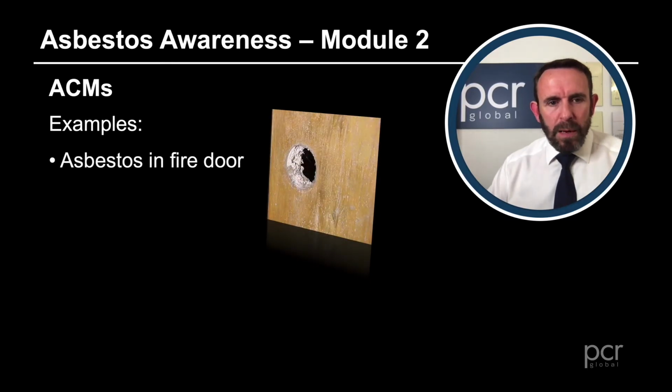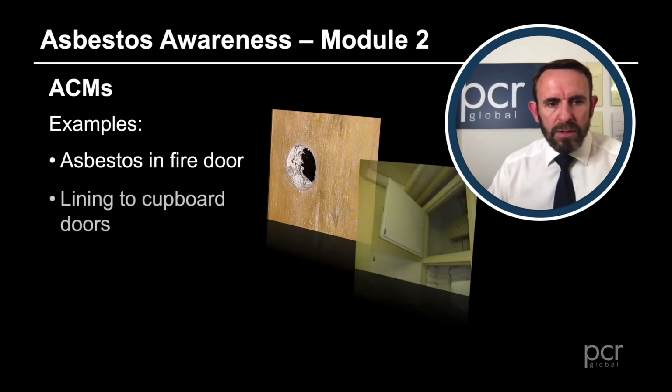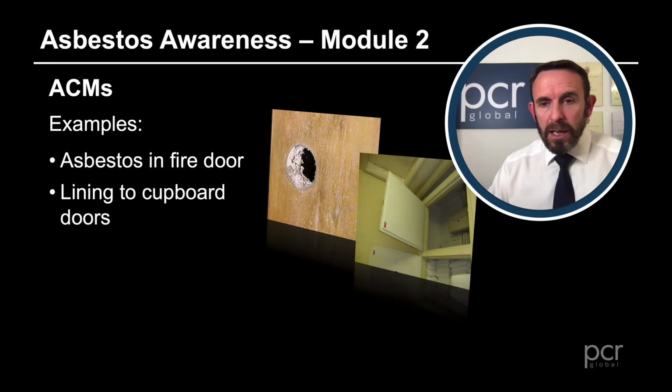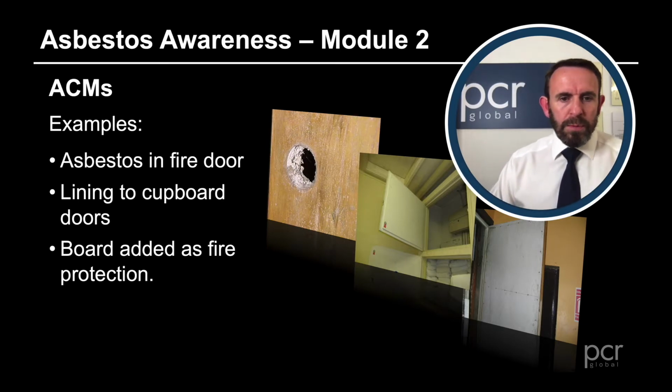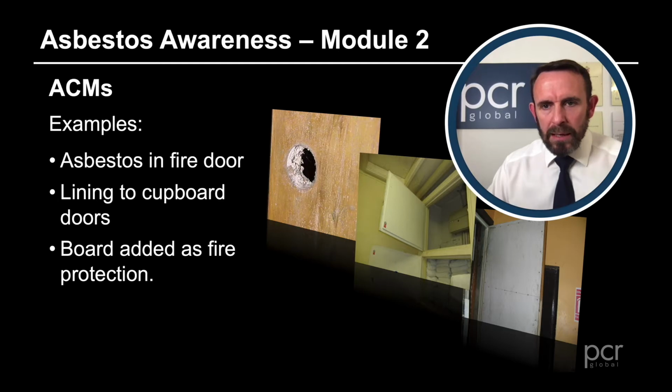Further examples, asbestos in a fire door. Understandably, back then in fire doors, obviously with its fire resistant properties. Lining to cupboard doors. And on that last picture there, you can see a board which has been added, an asbestos board has been added for fire protection.